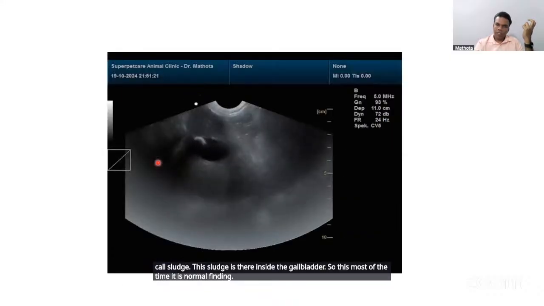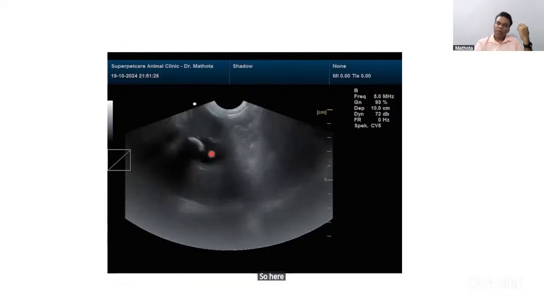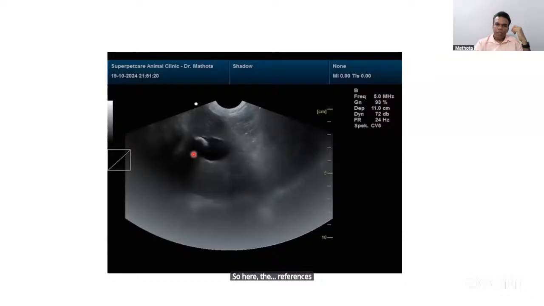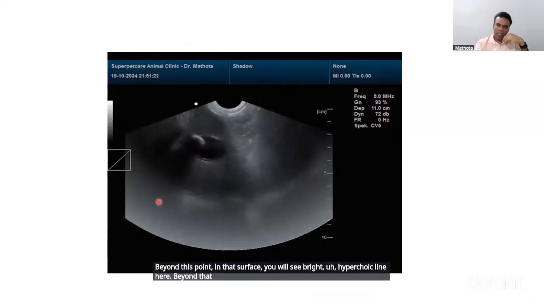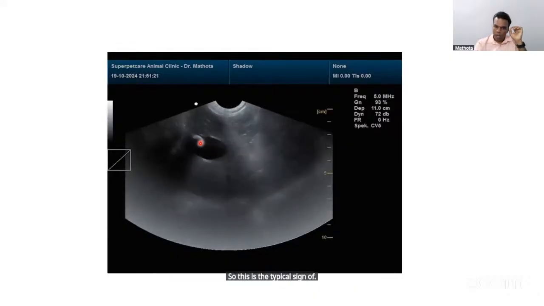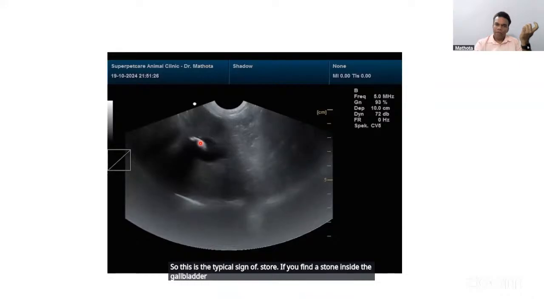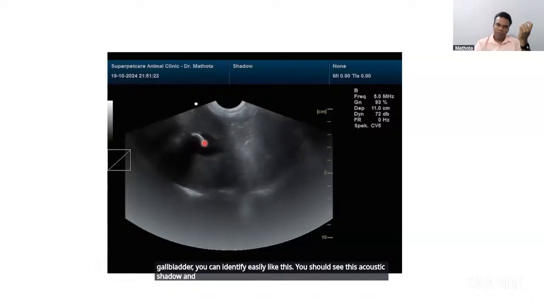Then when you come to this image, you will see something inside the gallbladder. Here the difference is you will see acoustic shadowing. Beyond this point on the surface, you will see a bright hyperechoic line here. Beyond that, you don't see anything. You see acoustic shadow. This is called acoustic shadow. So this is the typical sign of stone. If you find a stone inside the gallbladder, you can identify it easily like this. You should see this acoustic shadow and bright line like this.